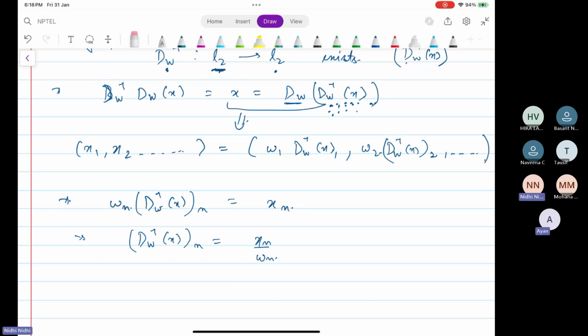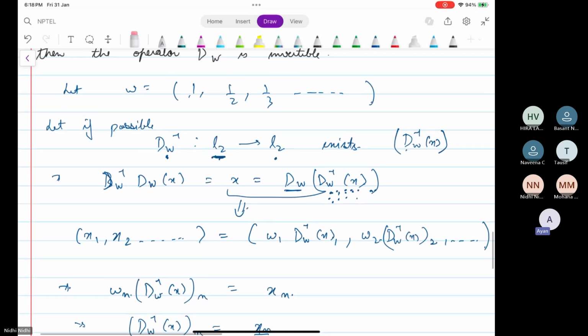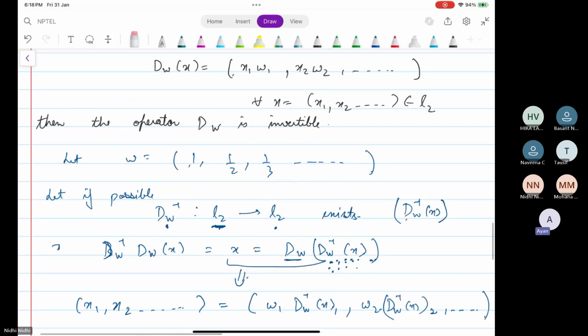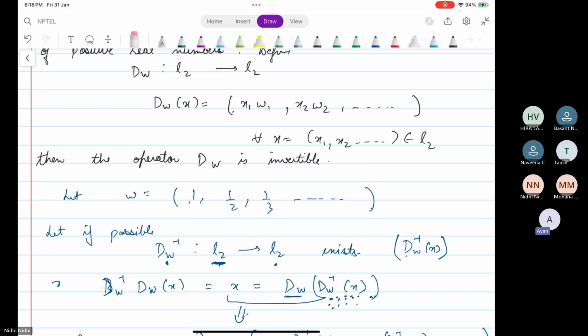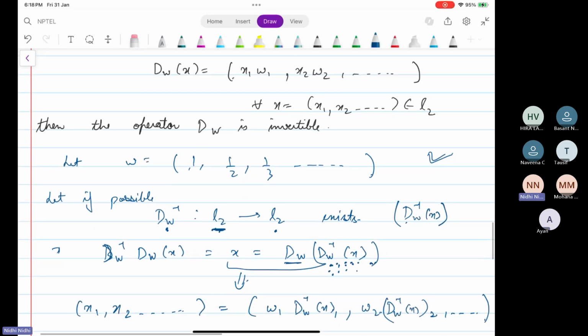Is the choice of wn as 1 by n arbitrary, or is it purposefully taken? I have taken it purposefully in order to get a contradiction. I am saying that its inverse will not exist. So I have taken this specific w. If dw inverse exists, then it should lead to some contradiction.